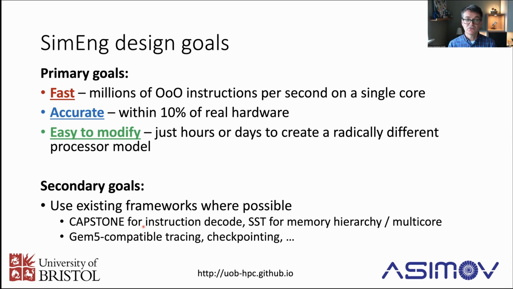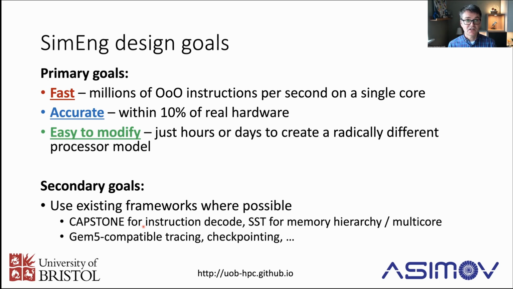So those are our primary goals. Secondary goals is we don't want to reinvent wheels where we don't need to. So we use several existing frameworks. There's an engine called Capstone, which we use for instruction decoding, and they have support for ARM. And our primary interest is in ARM, but we're also interested in things like RISC-V. So they also support RISC-V, they support x86, Power, MIPS, you name it. It's in Capstone.